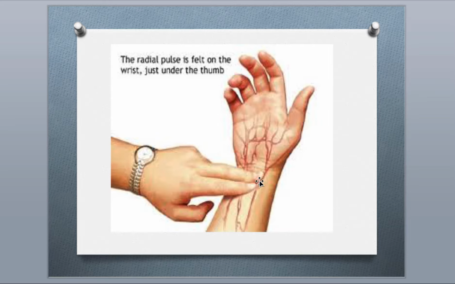And so this is what you're shooting for. You want to be able to feel that pulse. And again, you will be counting for 6 seconds and then multiplying that number by 10 or adding a 0 to record your 60-second pulse or 60-second heart rate.